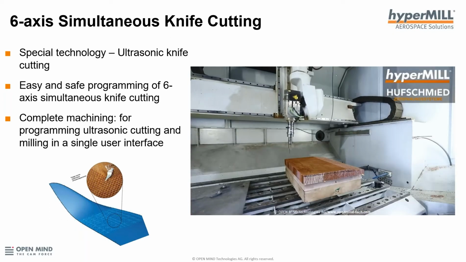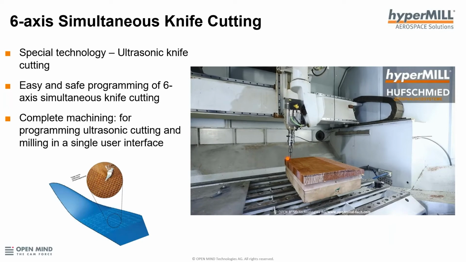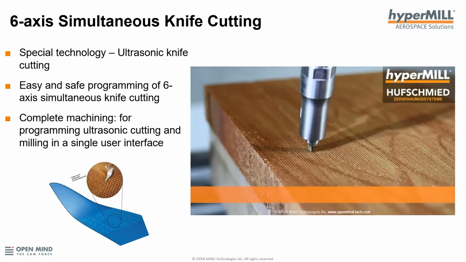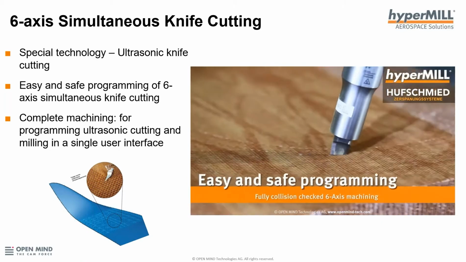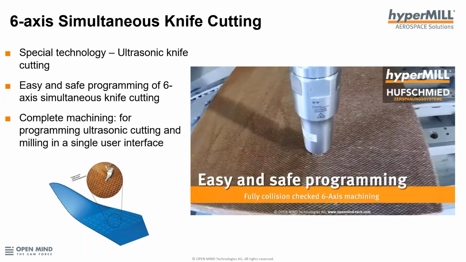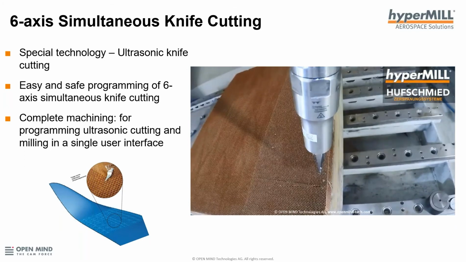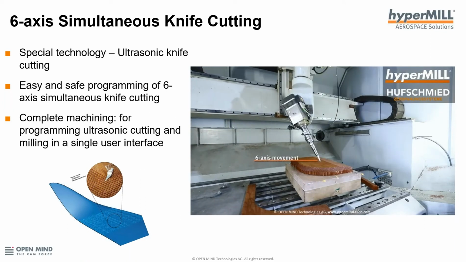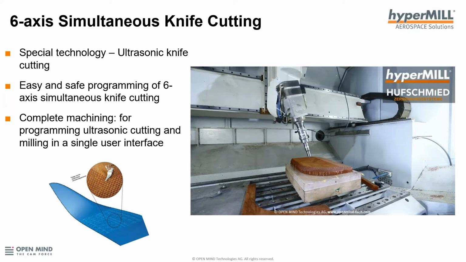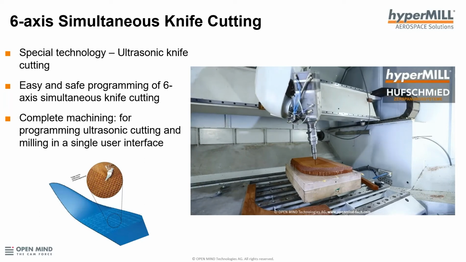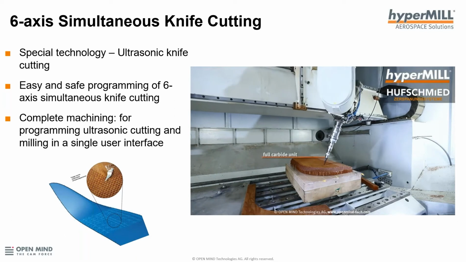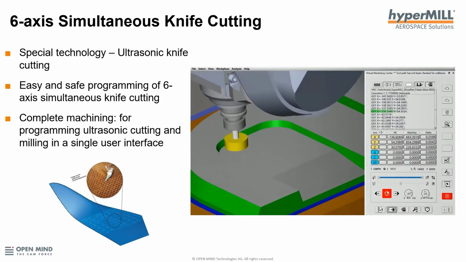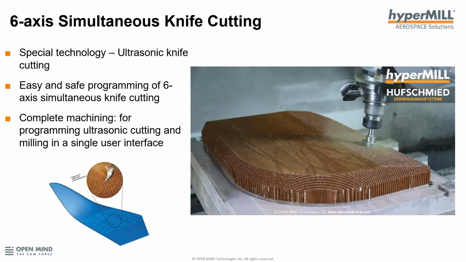This is a complete CAM solution for ultrasonic cutting with oscillating tangential cutting blades. It is in combination with our proven milling strategies, so you get the best of both worlds, the advantages of our technology blended with this innovative technology in a single user interface. The 6-axis movements with automatic tool alignment give very clean and smooth cuts.